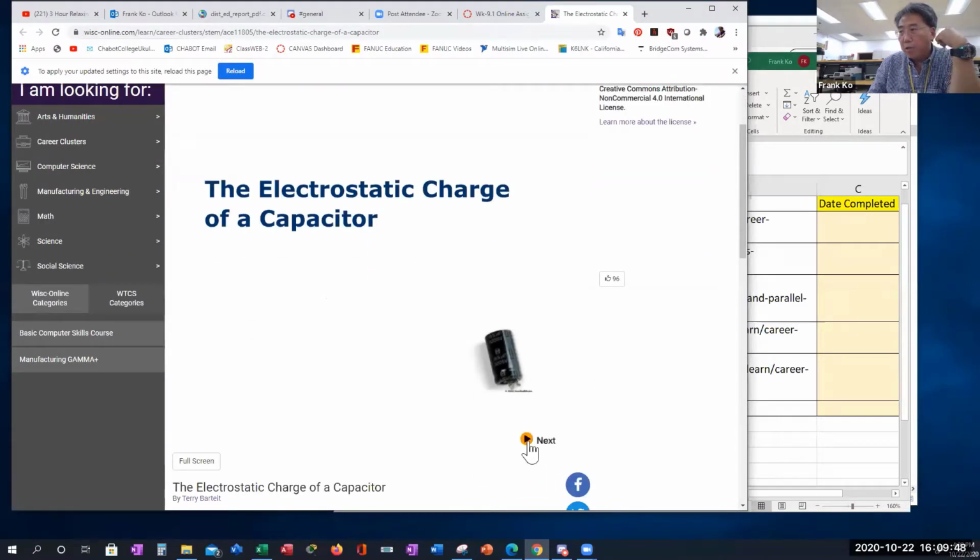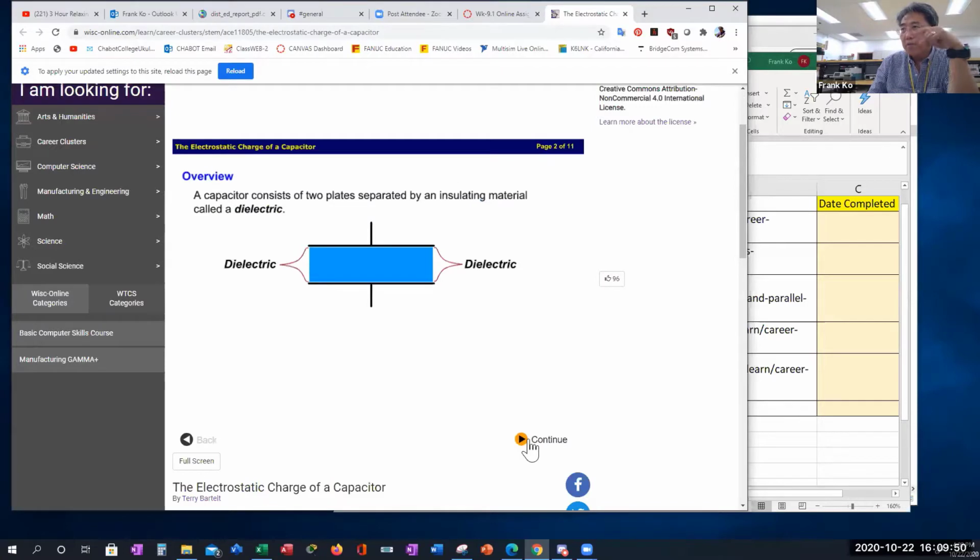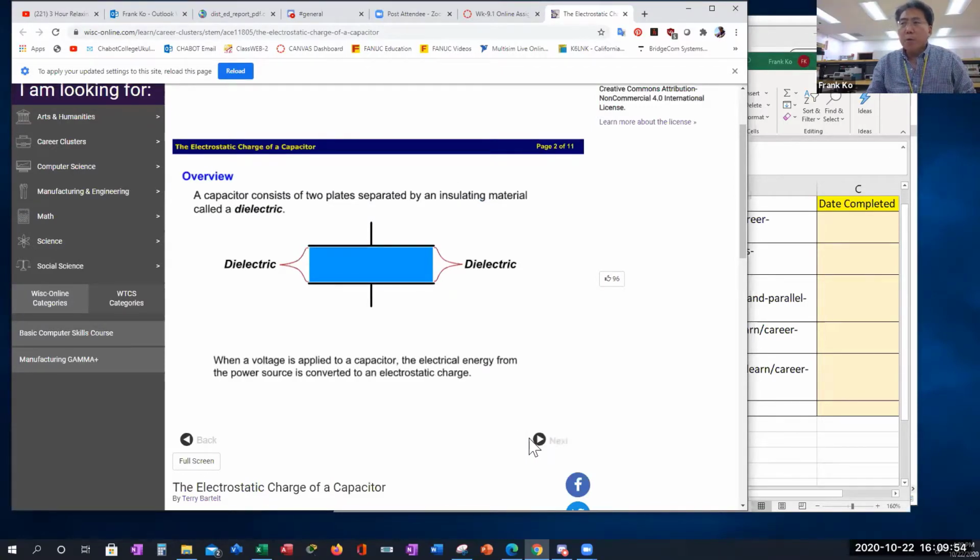Now, what this looks like is, if I hit next, this goes on to talk about some aspects of the capacitor, and this will reiterate some of the things that we'll be talking about today that I'll be sharing with you during lecture.